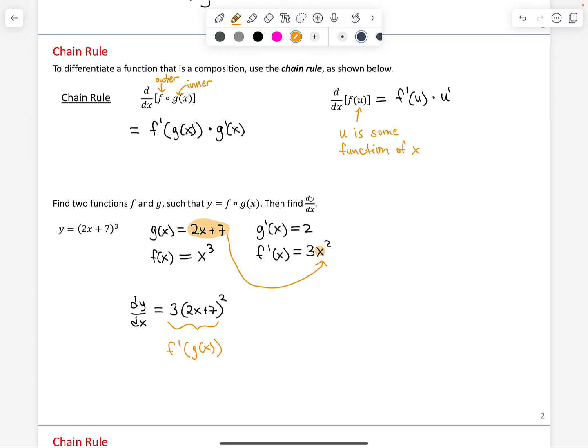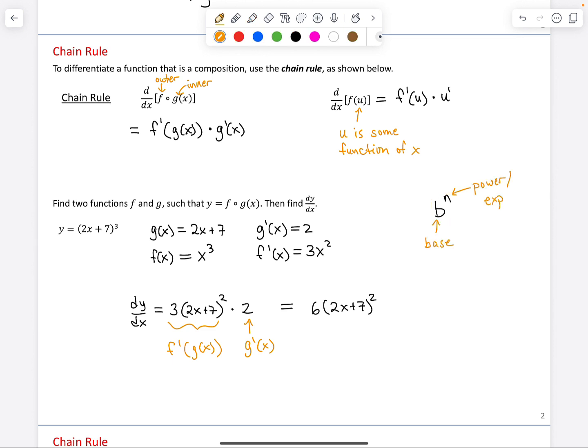And now we need to multiply what we have so far by g prime of x. g prime of x is just a 2, so we multiply by a simple 2 in this case. I can move that 2 to the front and multiply it to the coefficient that's there, the 3, and write this instead as 6 times (2x plus 7) squared. Now for terminology, whenever you have something raised to a power, this b is referred to as the base and the n as a power or an exponent.